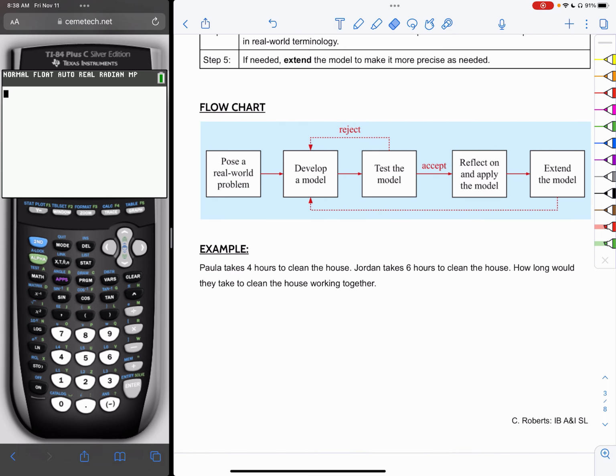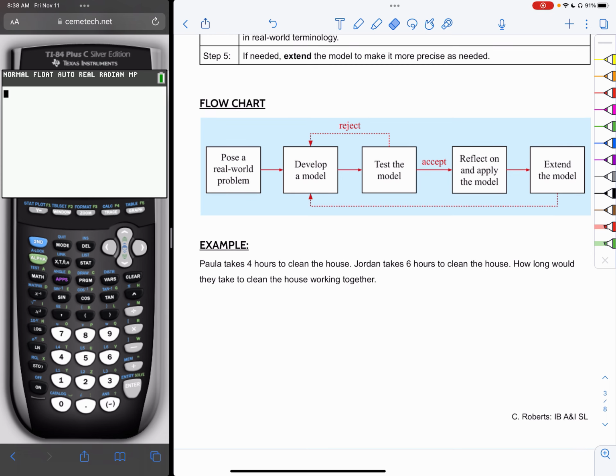So let's look at an example here. So it says Paula takes 4 hours to clean the house. Jordan takes 6 hours to clean the house. How long would it take to clean the house working together? So if Paula takes 4 hours to clean the house, then that means that in 1 hour, she will clean 1/4 of the entire house each hour.